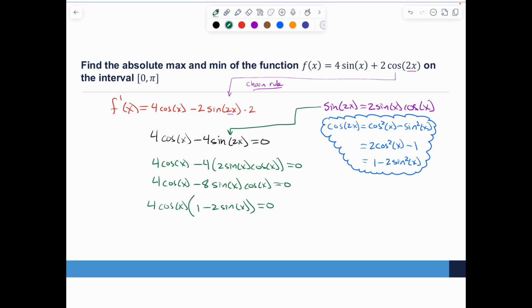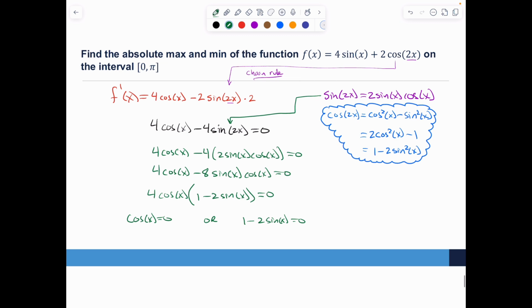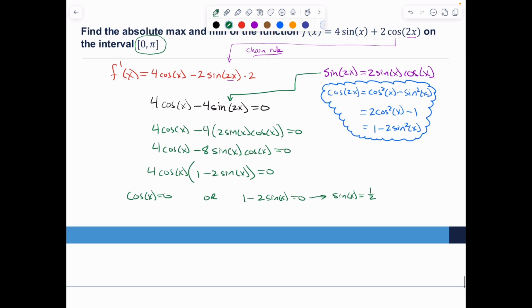Then you can say, okay, I know that either cosine of x equals 0 or 1 minus 2 sine of x equals 0. That bugs me. Let's get rid of that. So one of those two things will be true. Now, we just have to use our knowledge of the unit circle at this point. Here, I'll just do this really quick. This means that sine of x is 1/2. Okay, bear in mind that we're interested in angles between 0 and pi.